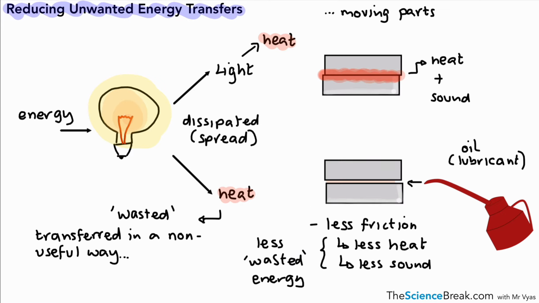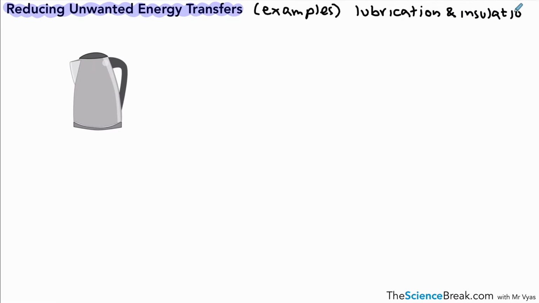What we can do now is look at a few examples where we use lubrication or insulation to reduce unwanted energy transfers. Okay, so we're going to look at a few examples. You don't necessarily have to memorize these, but you do have to think about how lubrication and insulation will contribute to less unwanted energy transfer. So we're going to focus on the idea of lubrication and insulation. And here we go. The first example is that of a kettle.